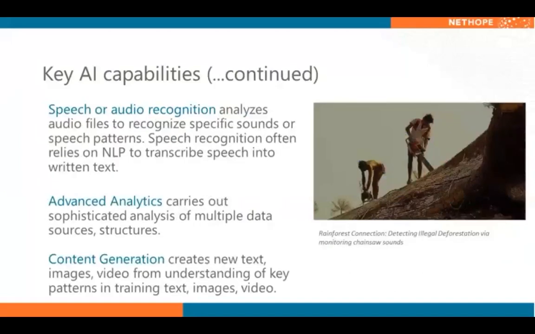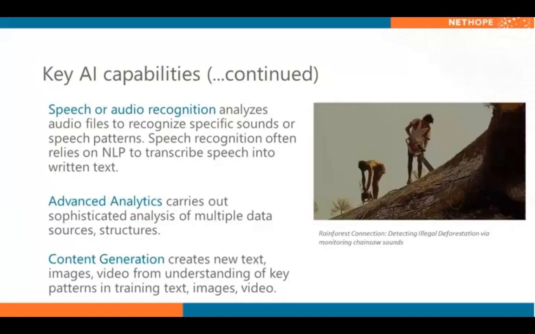Next slide. So other key AI capabilities that we mentioned, speech or audio recognition is a common one. This is where you can use AI to analyze audio files to recognize either specific sounds in the audio file, or speech patterns. And quite often when you're using this for speech patterns, you're also relying on NLP. But for audio recognition, an example that the image on the right demonstrates is a group called Rainforest Connection that have used this technique to detect illegal deforestation.